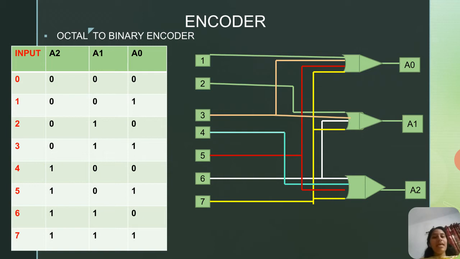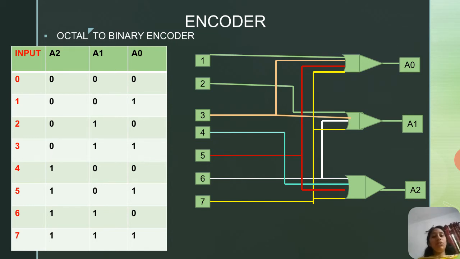It is not necessary that 1, 3, 5, 7, all the 4 should be 1, but either of these 4 should be 1 to represent A0 as 1. That is why we are using an OR gate here. Then considering A1, A1 is high for 2, 3, 6, 7. So you have to connect 2, 3, 6, 7 to A1, using an OR gate, because any of the 4 can be 1 to represent A1 as 1.